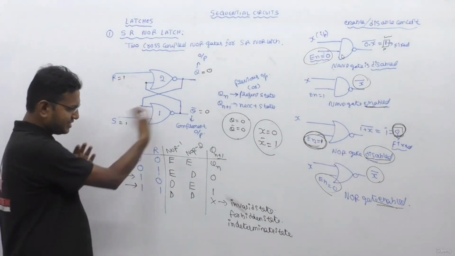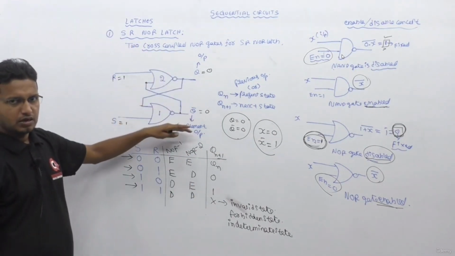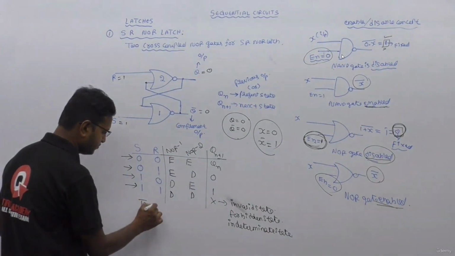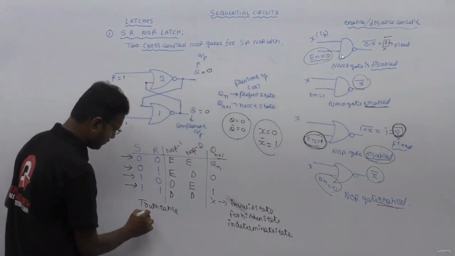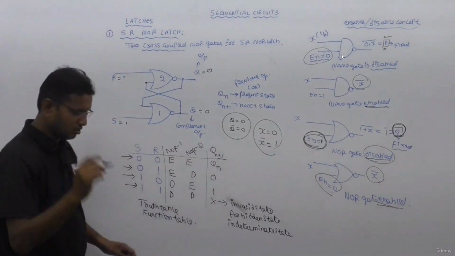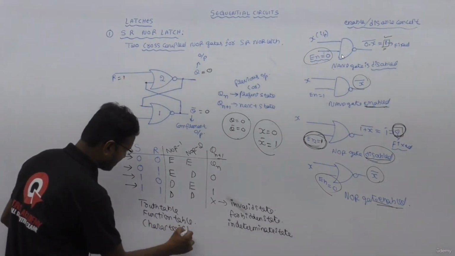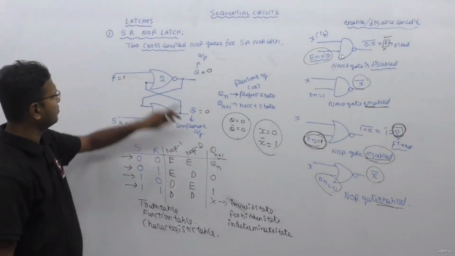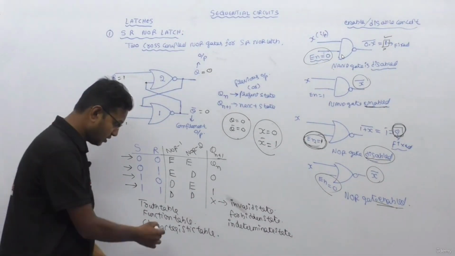Now understand this table. What you are seeing is a truth table. For this SR NOR latch, we got this table. This table is generally called the truth table of the NOR latch, or sometimes a function table, or one more name they call it, a characteristic table. All these are nothing but the truth table for the SR NOR latch.